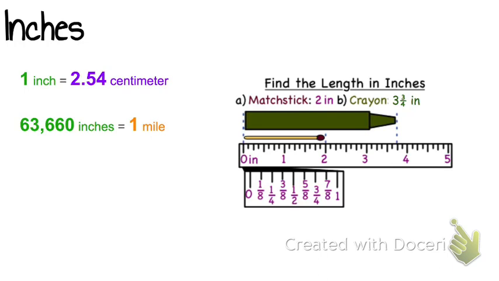Then there's inches. Inches are a little bit bigger than centimeters. You might use them to measure like a crayon or a match. And again, 1 inch is 2.5 centimeters, and there's 63,000 inches in 1 mile.